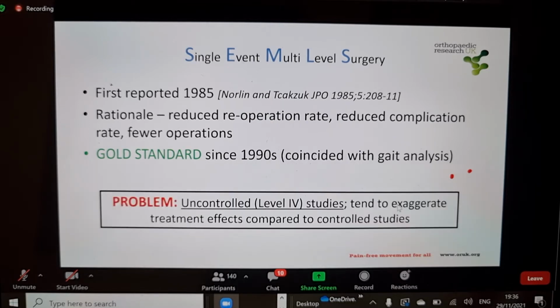But does it work? Well, there's heaps of evidence about single event multi-level surgery, but nearly all of it is cohort studies with no controls. And what do we know about level 4 studies? It tends to exaggerate the effect. So we really need to delve into some more high quality evidence if we really want to understand what effect we're having with orthopedic surgery on these children.